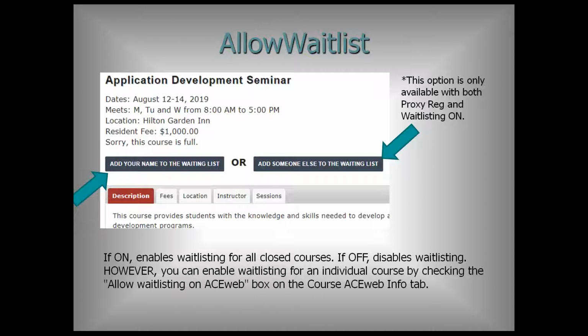Now, we didn't realize, but there was a bug in most of the builds prior to 51, where that functionality actually wasn't working. It wasn't allowing it to override. So if you're not on at least 51, make sure you do get with your tech to get ACEweb updated so that you do have full functionality of that if you're going to enable waitlisting.